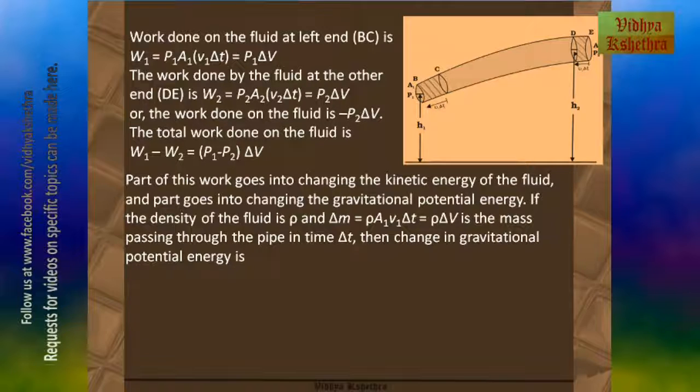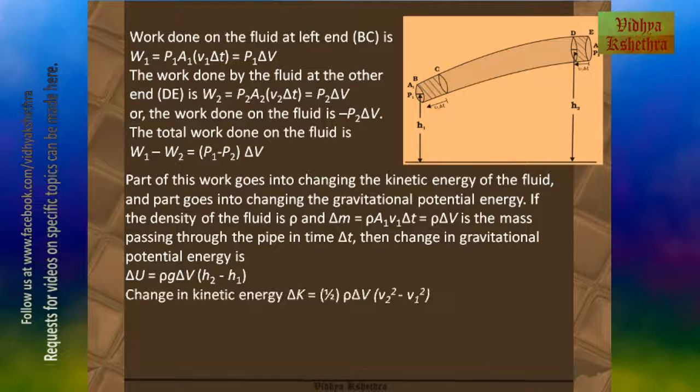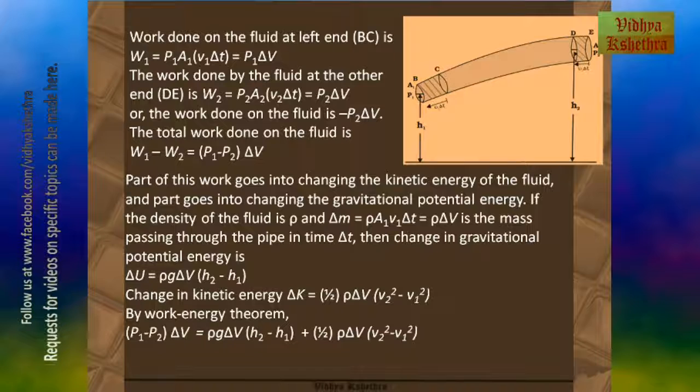then the change in gravitational potential energy is delta U equal to rho g delta V into (h2 minus h1). Similarly, the change in kinetic energy delta K is equal to half into rho delta V into (V2 square minus V1 square). Now by applying the work energy theorem, we get (P1 minus P2) into delta V is equal to rho g delta V into (h2 minus h1) plus half rho into delta V into (V2 square minus V1 square).